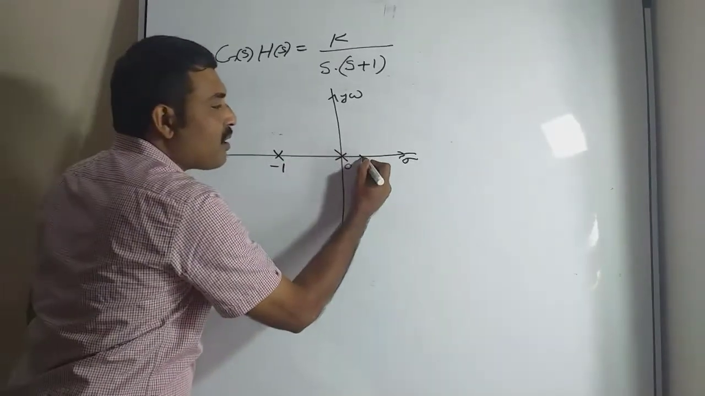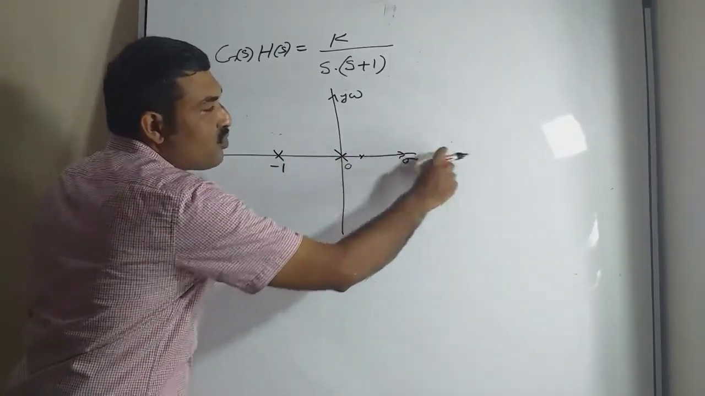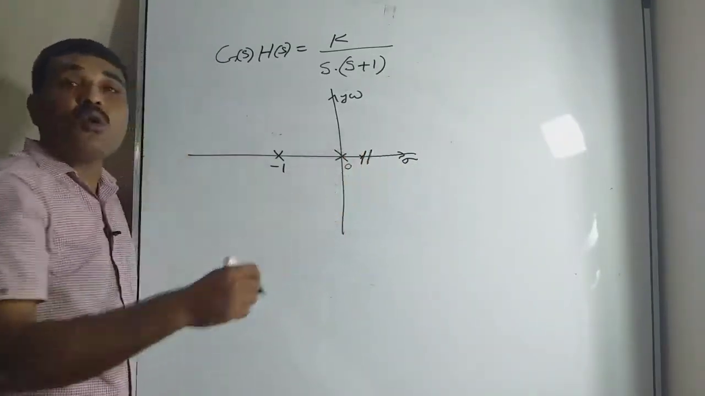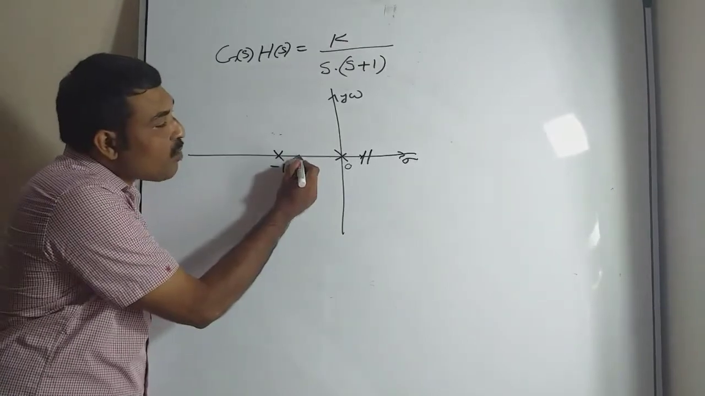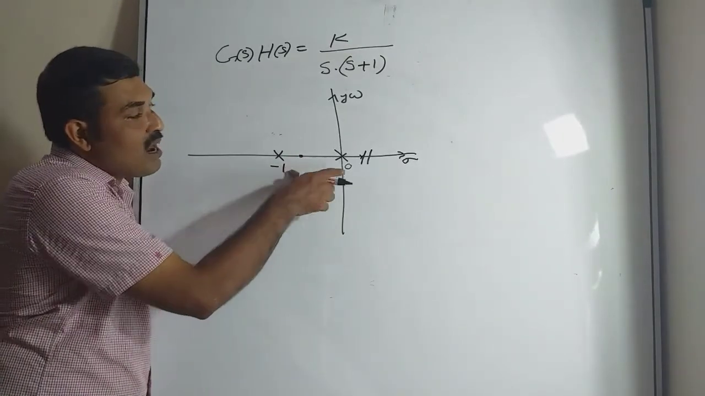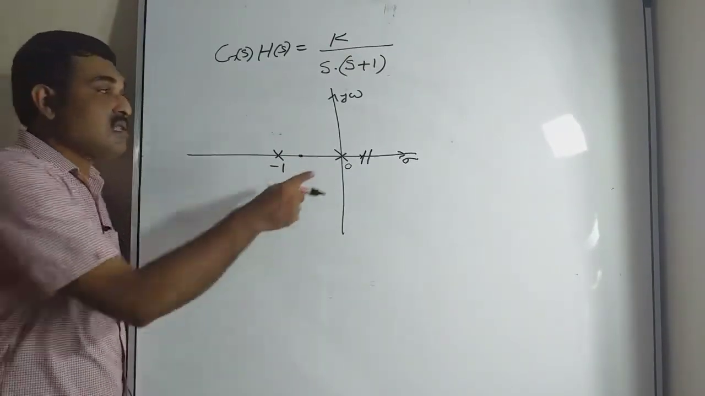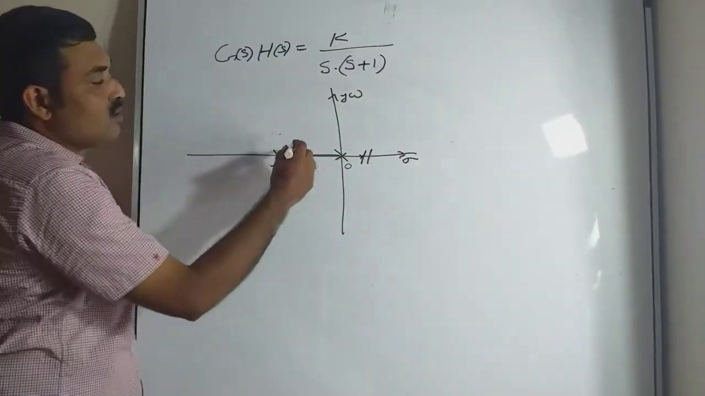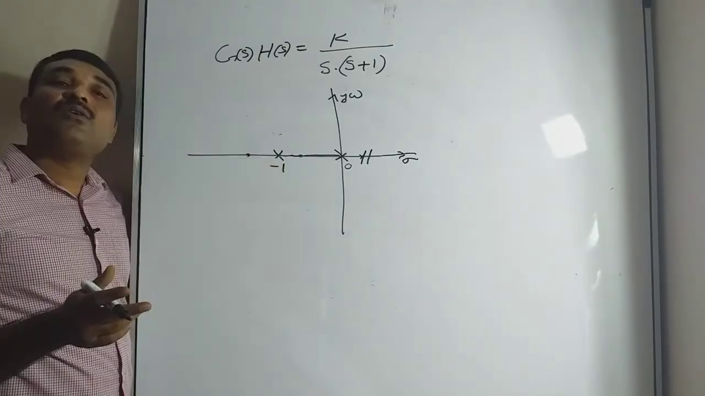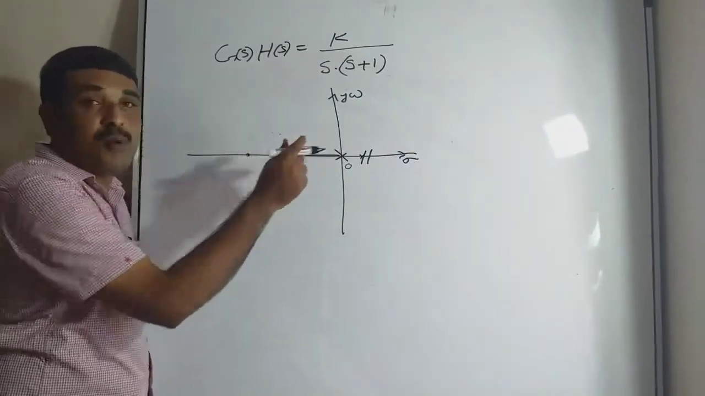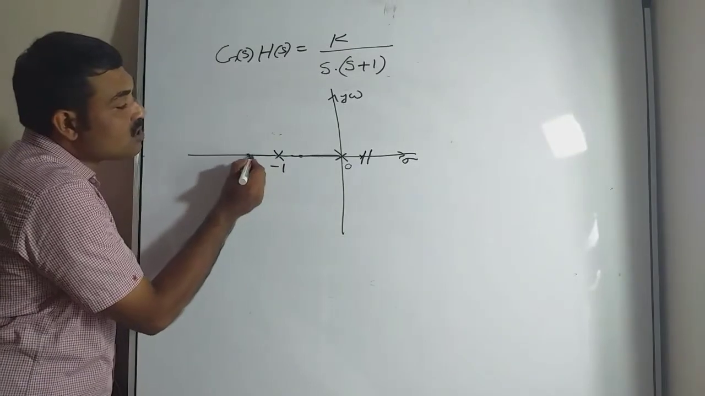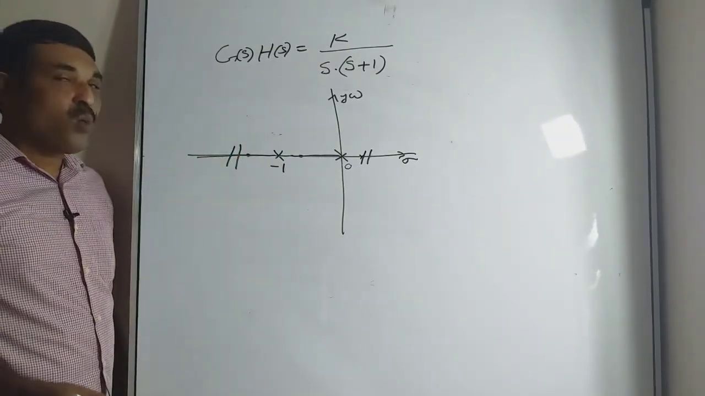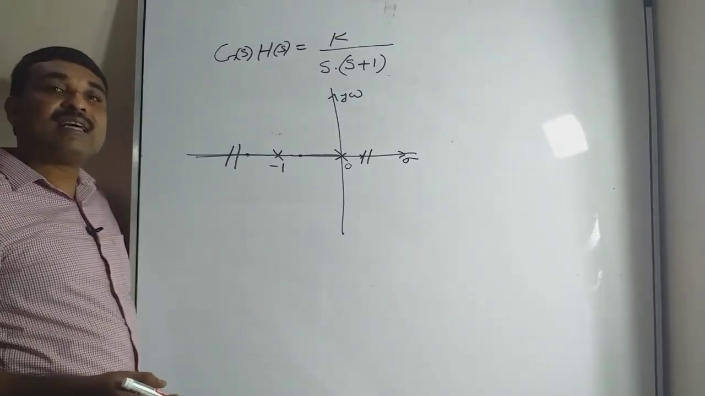Now I am taking a point here. From 0 to infinity there are no poles or zeros, so this portion of the real axis is not on the root locus. Now take a point in between minus 1 and 0. The total number of poles and zeros to the right is 1, so this portion is on the root locus. Now take a point here. The total number of poles and zeros is 2 poles, that is an even number, so this portion of the real axis is not on the root locus.